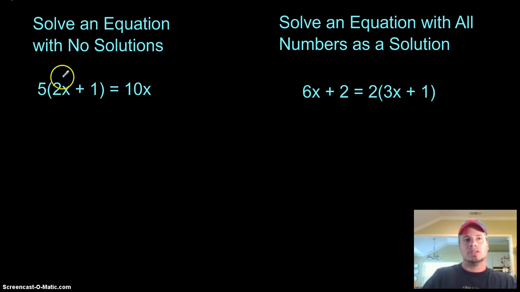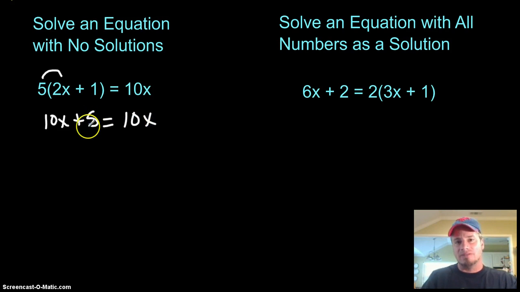Okay, so this one has parentheses, and we want to take care of that before we cancel any of the x's out. So let's take care of the parentheses first. Always do parentheses first. That's 10x plus 5 equals 10x. Okay, well, I should already see I have a problem here because 10x plus 5 shouldn't equal 10x. Well, let's go ahead and cancel the variable out on both sides like we would do with any other equation.